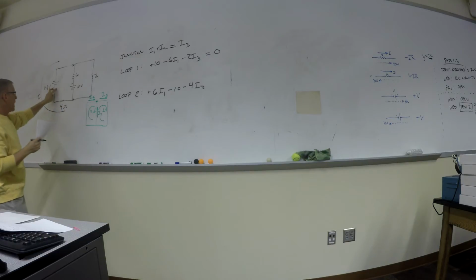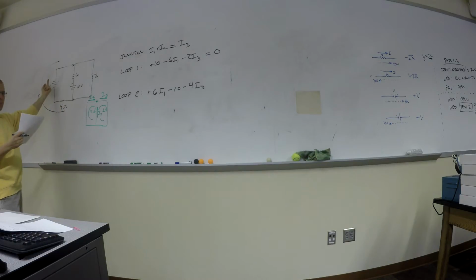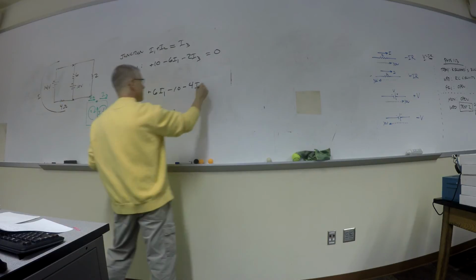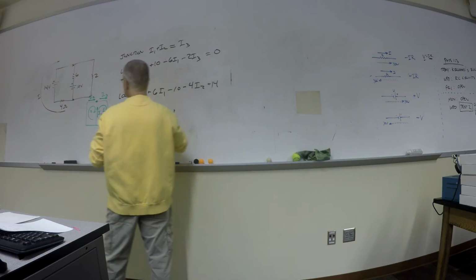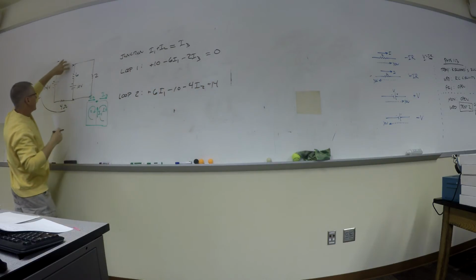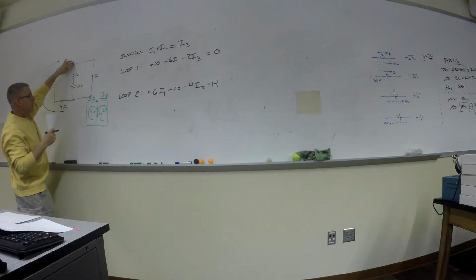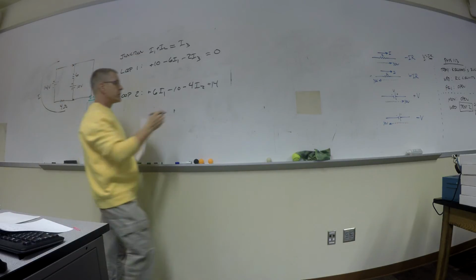Come up to here, I hit a battery. I'm going the right way through a battery, the normal way through. So I'm going to gain 14. And keep going, complete that circuit or that closed loop, and I'm back to my starting point. And so those have to add up to 0.